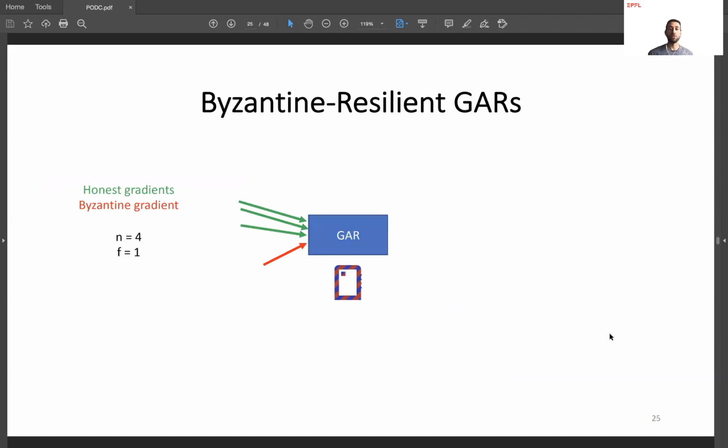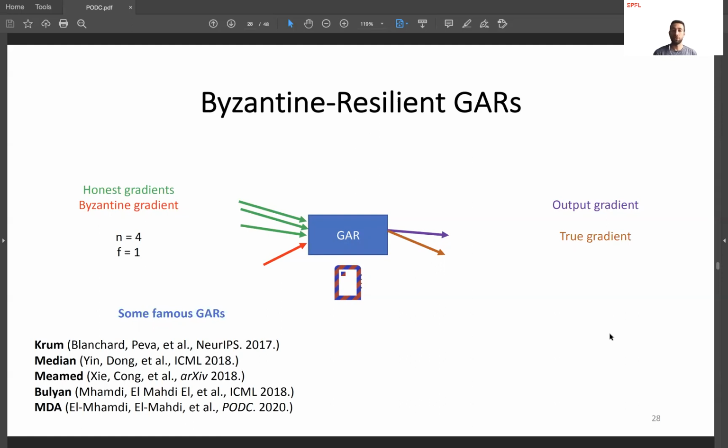Obviously, it takes as inputs the gradients that were submitted to it. In this example, we have 3 honest gradients and 1 Byzantine, and then it will output a gradient as a statistical aggregate function of all the input gradients. For a GAR to be Byzantine resilient, this would intuitively mean that the output gradient should be sufficiently close in direction to the true gradient, that is, the true gradient without accounting for the Byzantine workers. Several Byzantine resilient GARs have been introduced by the community since 2017, with Krum, and then came Median, then MeaMed and Bulyan, and recently Minimum Diameter Averaging, also called MDA.